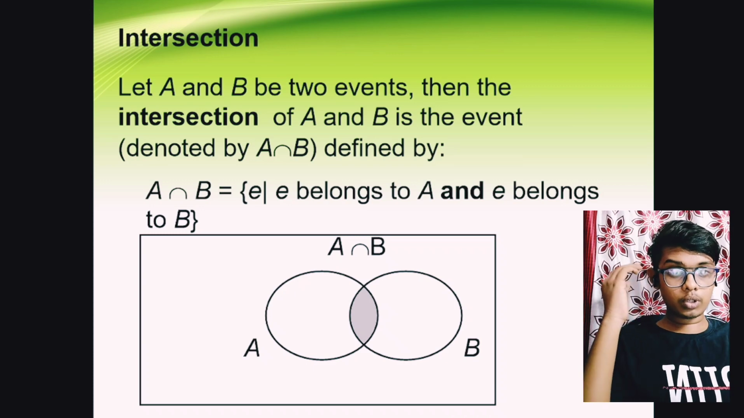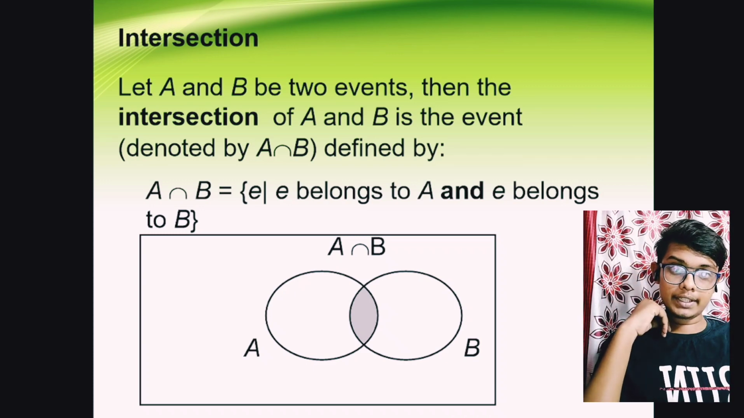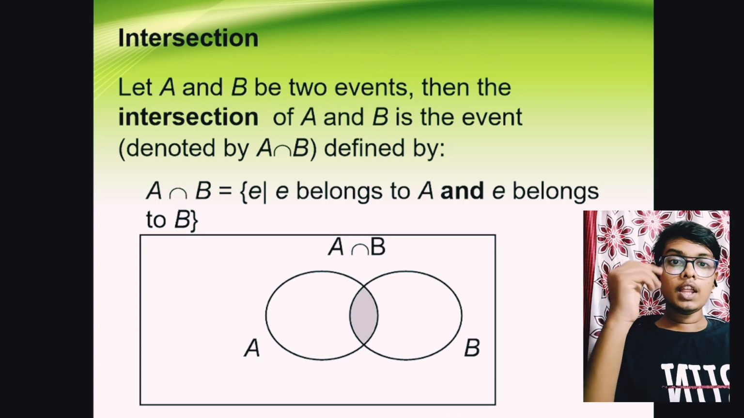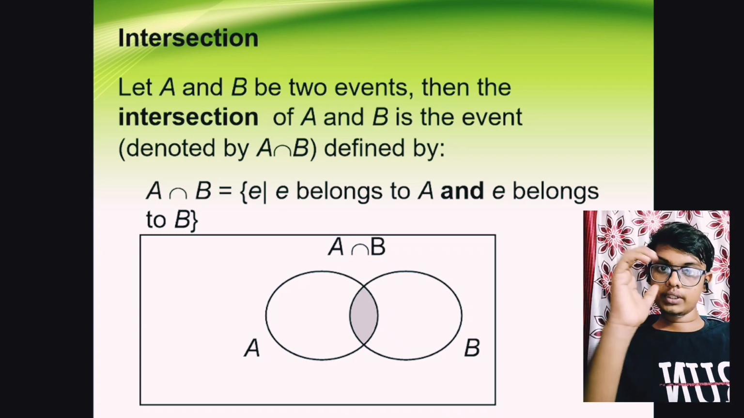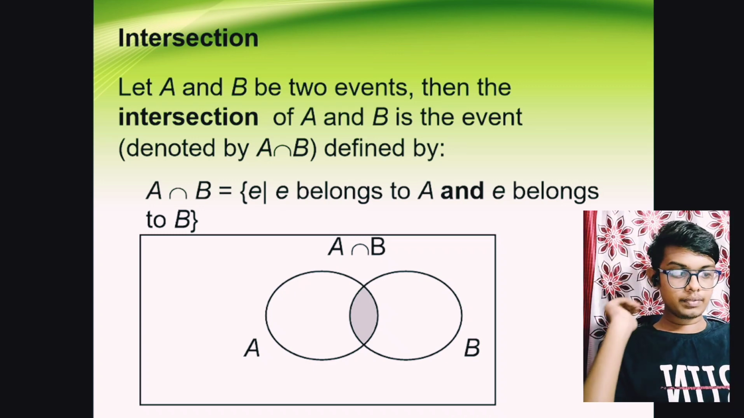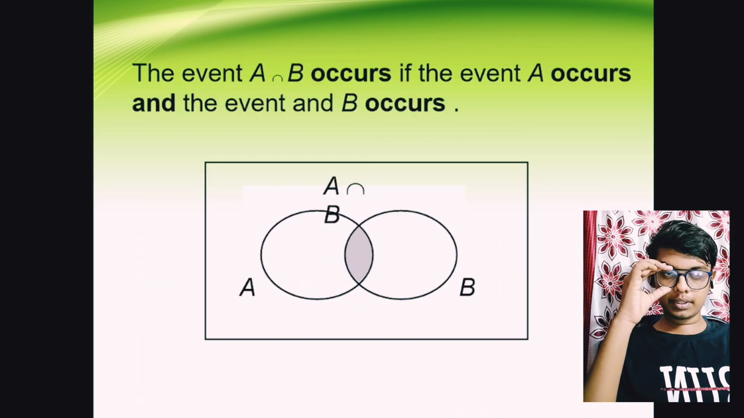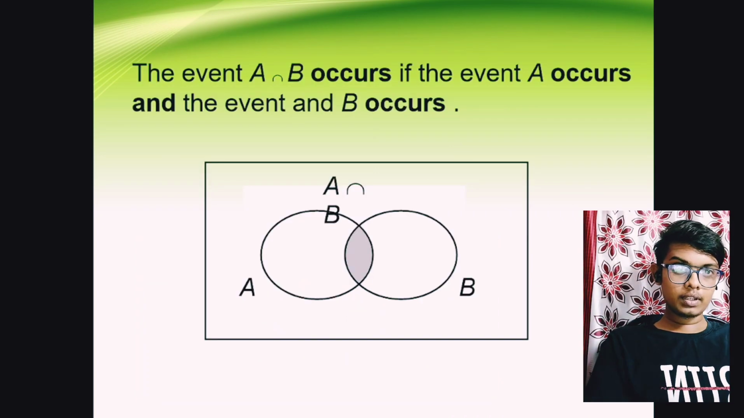Now let's move to the next one, intersection. Let A and B be 2 events. Then the intersection of A and B is the event denoted by A intersection B, defined as the set of E where E belongs to A and E belongs to B, which means the element which belongs to both A and B is called the intersection. This is about A intersection B. Let's see the next one. The event A intersection B occurs if the event A occurs and the event B occurs.